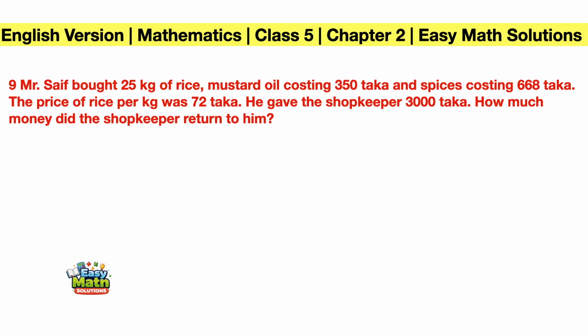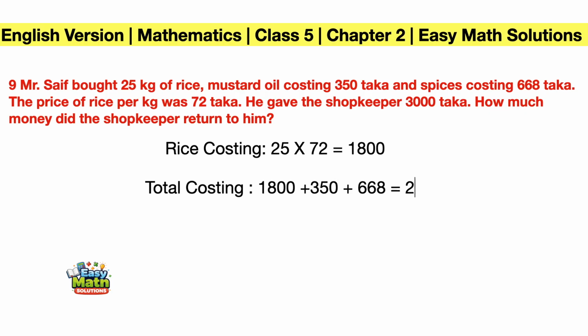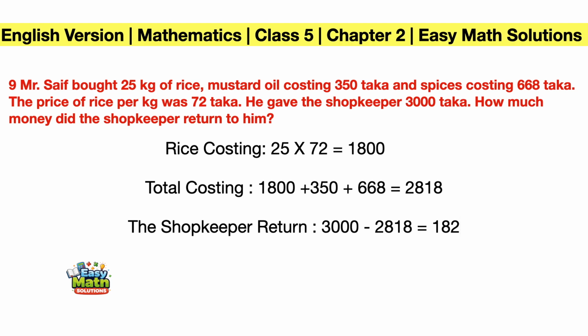Let's see what is the rice price. So the rice price equals rice costing 25 kg at 72 taka per kg, so 1800 taka rice costing. And so total costing, rice costing plus mustard oil costing plus spice costing, is 2,818 taka. The shopkeeper returned 3000 minus 2818 taka equal to 182 taka. Answer: 182 taka.